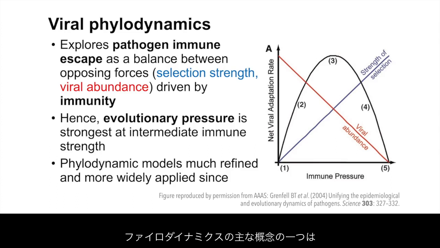One of the main concepts of phylodynamics is that selection for pathogen immune escape is strongest at intermediate levels of host immunity. Since I and my colleagues first proposed this set of ideas in 2004, they have been refined and widely applied by us and other groups.